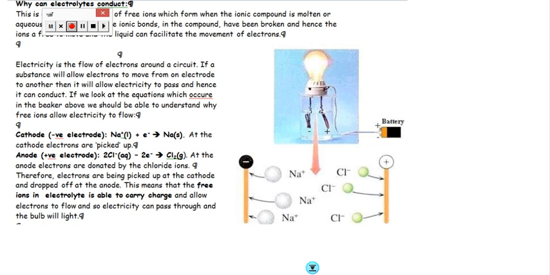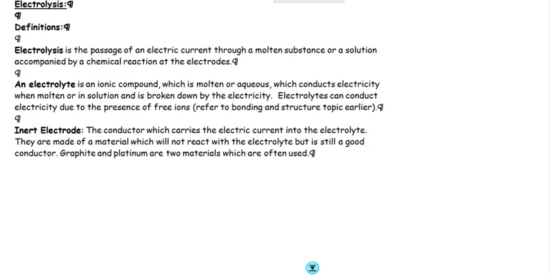Okay guys, we're going to have a look at a brief tuition video here on electrolysis. So first thing I'm going to bring up here are your definitions for electrolysis. As in any of the topics that we do, there are a few definitions that you need to be aware of. There's three of them on the screen at the minute. Make sure you learn them.